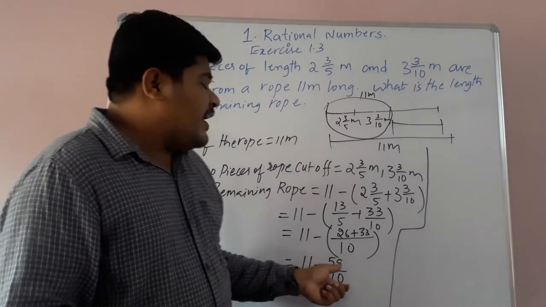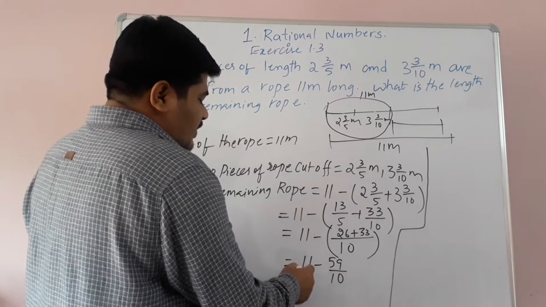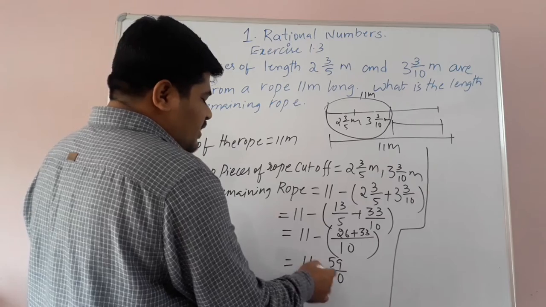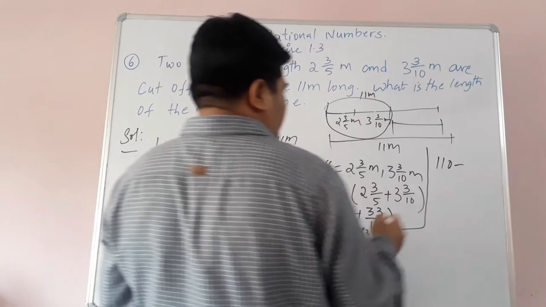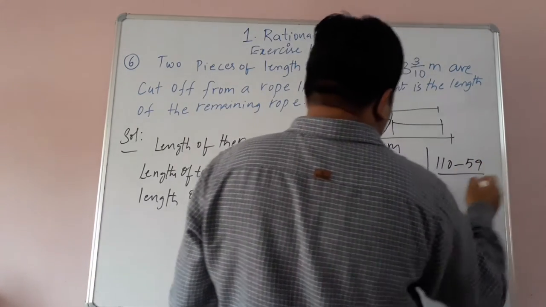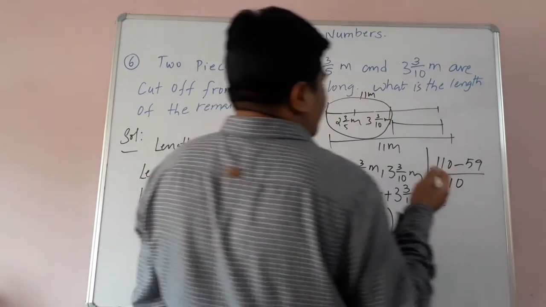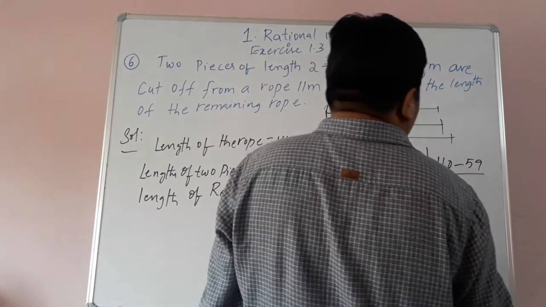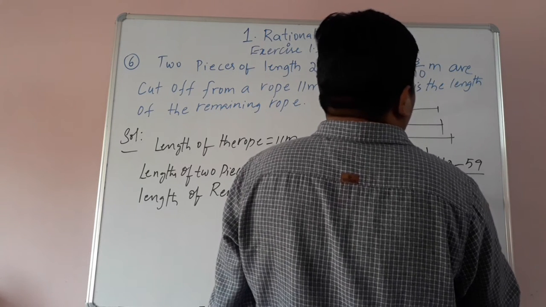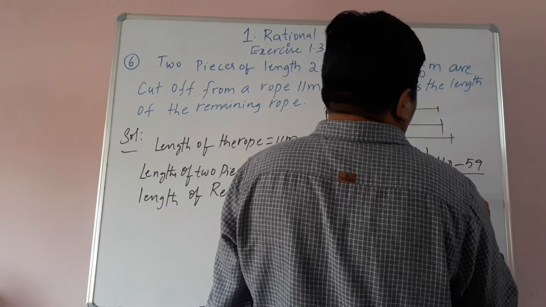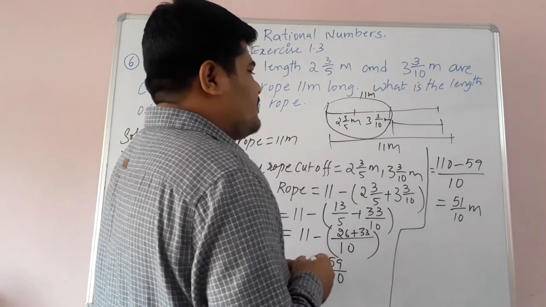We are subtracting a fraction from a whole number. So children, here 11 is nothing but 11/1. Do the cross multiplication. 11 into 10 is 110, minus 59 into 1 is 59, by denominator 1 tens are 10. So that is equal to 110 minus 59, children. 110 minus 59 is 51, sorry, 51/10 meters. Okay, 51/10 meters.